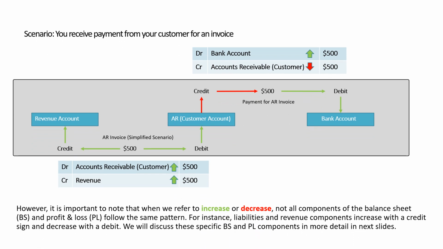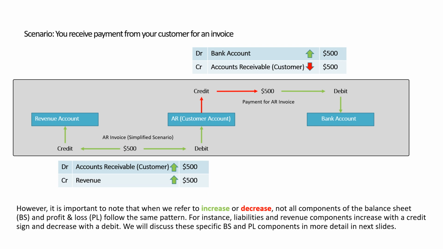However, it's important to note that when we refer to increase or decrease, not all components of the balance sheet and profit and loss follow the same pattern. For instance, liabilities and revenue components increase with a credit and decrease with a debit. We will discuss the specifics of balance sheet and P&L components in more detail in the next slides. Also remember that there is no debit without credit and vice versa. If you have a debit amount not offset in your data with a credit, then something went wrong.